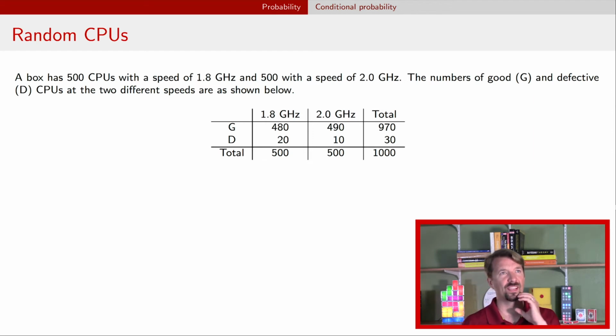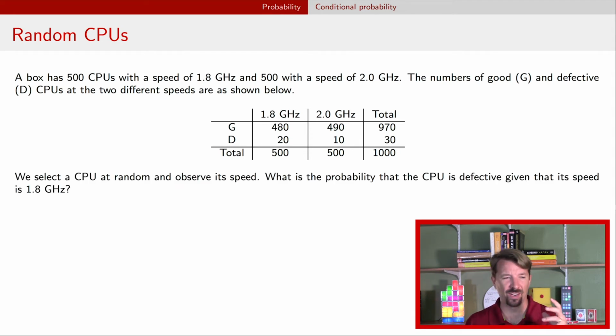And so if we think about identifying G with good and D with defective, we might be trying to ask ourselves this question. If we selected a CPU at random and we observe its speed, then what is the probability that the CPU is defective given that we saw that its speed was 1.8 gigahertz? And so we could do this directly from the table, and we'll use that in a second to verify our answer. But first, let's use that definition of conditional probability.